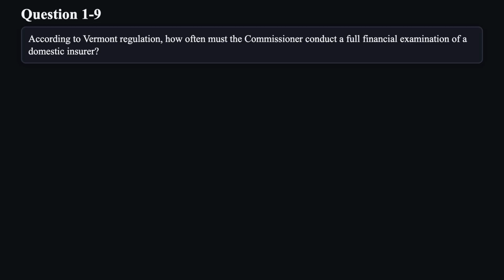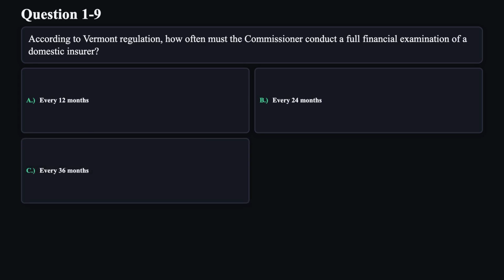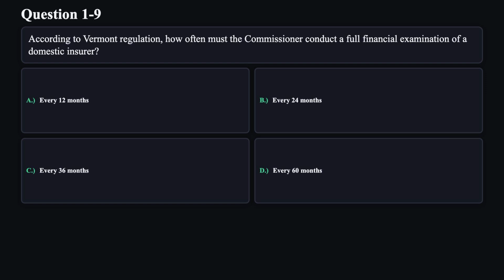Question 9. According to Vermont regulation, how often must the commissioner conduct a full financial examination of a domestic insurer? A. Every 12 months. B. Every 24 months. C. Every 36 months. D. Every 60 months.